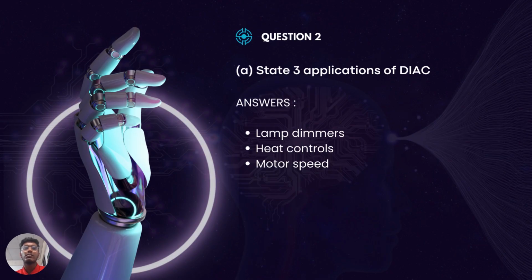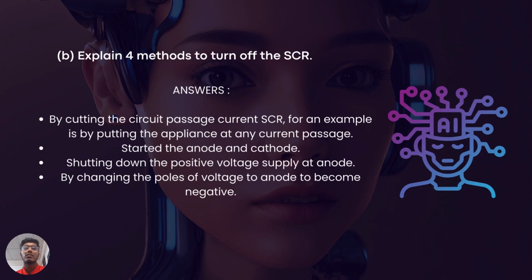Question 2. State 3 applications of DIAC. Answers: lamp dimmers, heat controls, and motor speed control. B. Explain four methods to turn on the SCR.